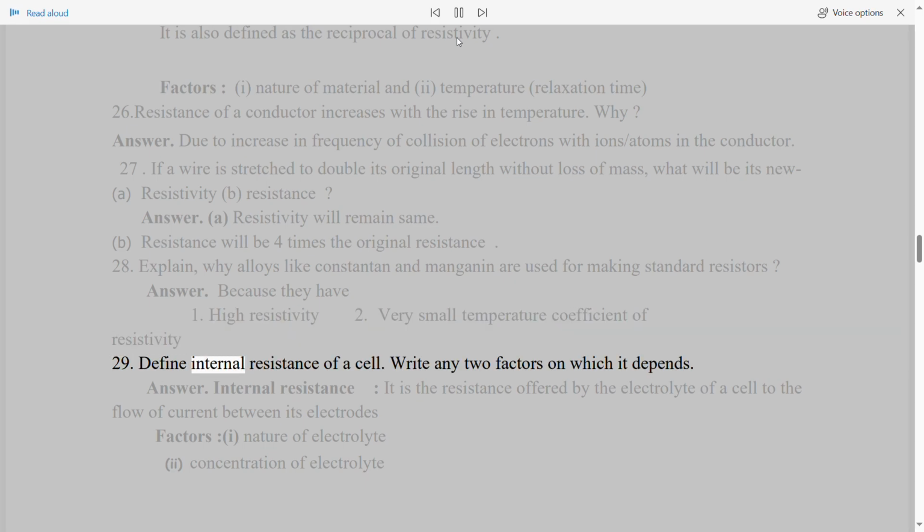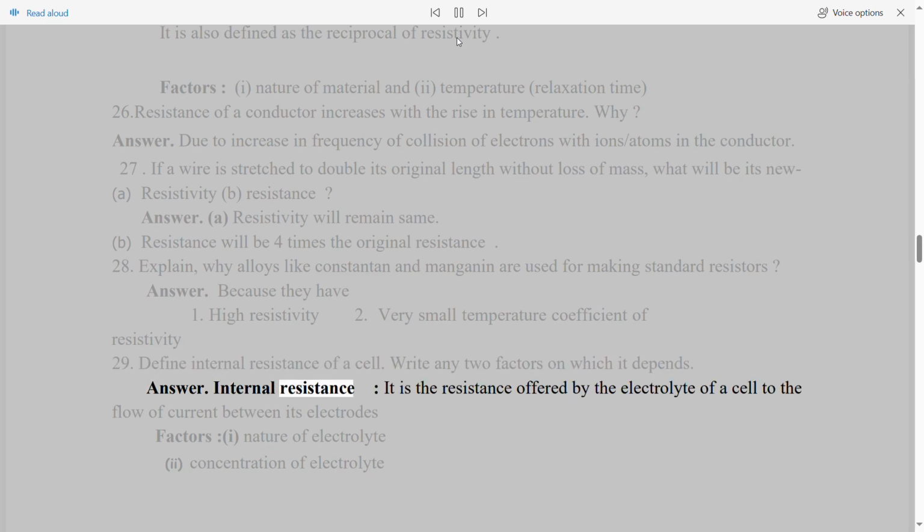29. Define internal resistance of a cell. Write any 2 factors on which it depends. Answer. Internal resistance. It is the resistance offered by the electrolyte of a cell to the flow of current between its electrodes. Factors: 1. Nature of electrolyte. 2. Concentration of electrolyte.